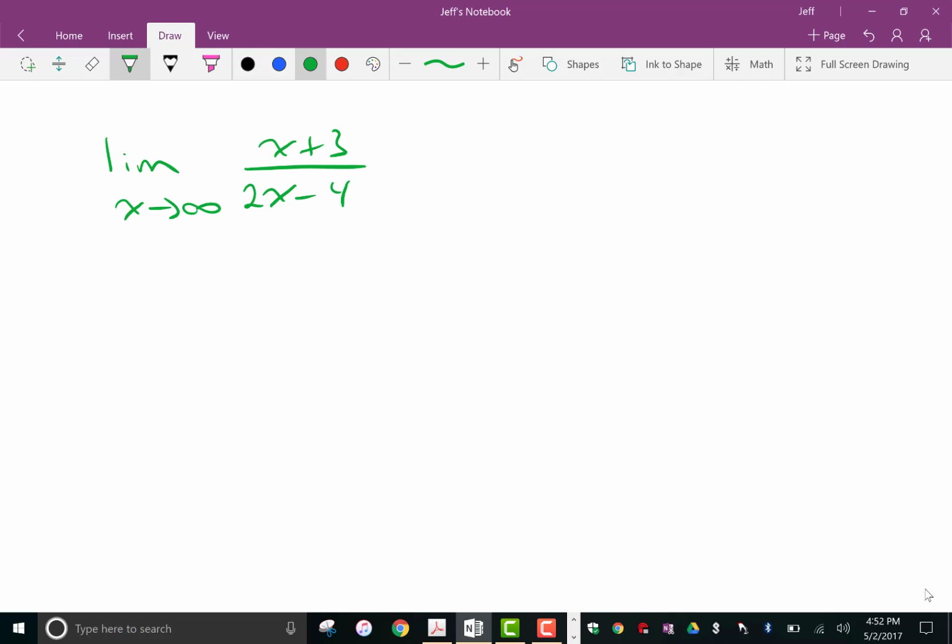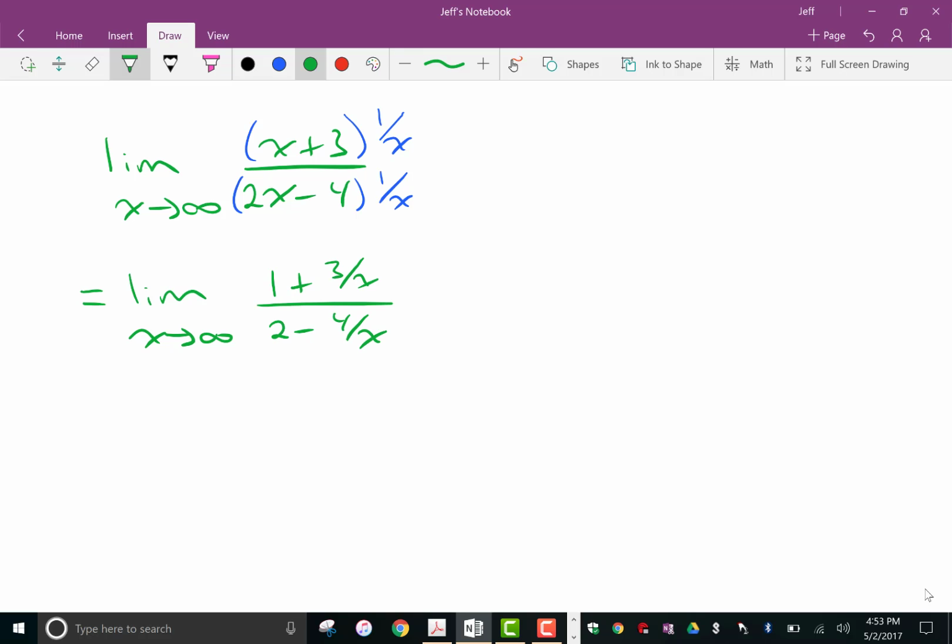And then in calculus, we learned that another way that we could evaluate these limits is that the highest power here is x to the first. So if I was to multiply the top by 1 over x to the first and the bottom by 1 over x to the first, then this would be equal to the limit as x approaches infinity of (1 + 3/x) divided by (2 - 4/x). And now as x is approaching infinity, I can see that this is approaching 0 and this is approaching 0, which would get me that the limit is approaching 1/2.